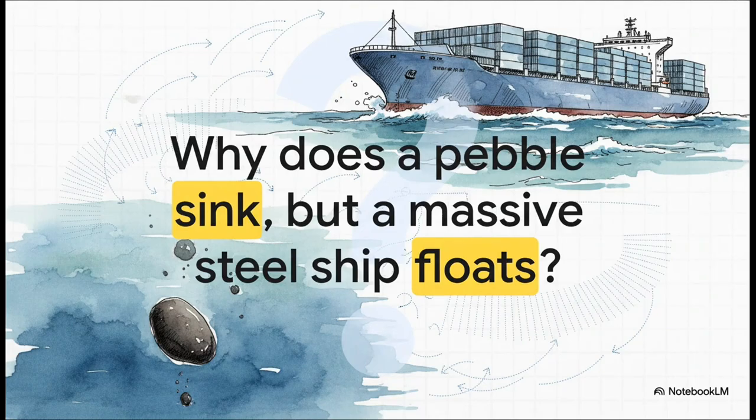You toss a tiny little pebble into a lake, and poof, it sinks straight to the bottom. No surprise there. But then you have a colossal ship, we're talking thousands of tons of steel, that just cruises along on the surface. How in the world is that possible? Well, that's the big mystery we are going to solve together today.